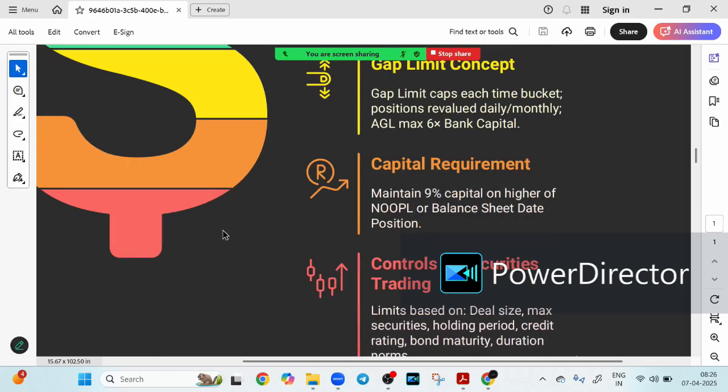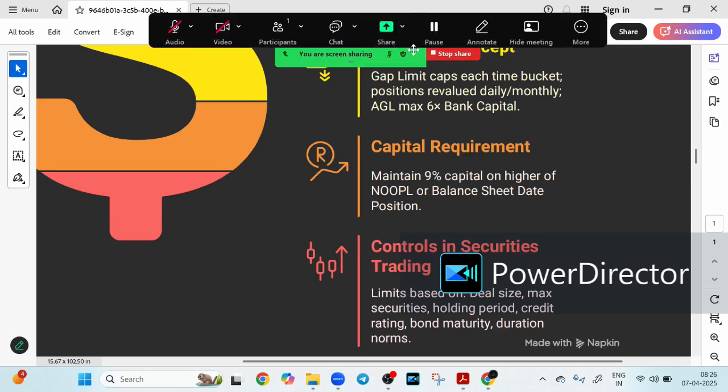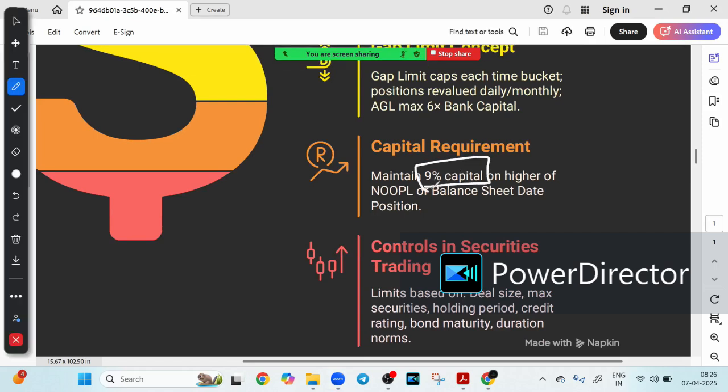Now one more thing, capital requirement. See, here is the golden rule. The bank must maintain a 9% capital buffer. It must maintain a 9% capital buffer. But on what? Either on their NOPL. What is NOPL? That is called net open overnight position limit.